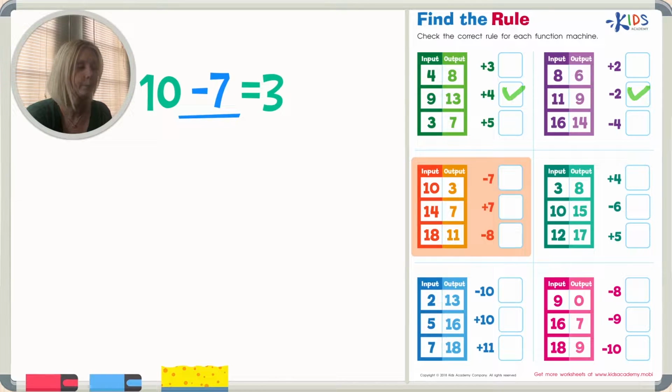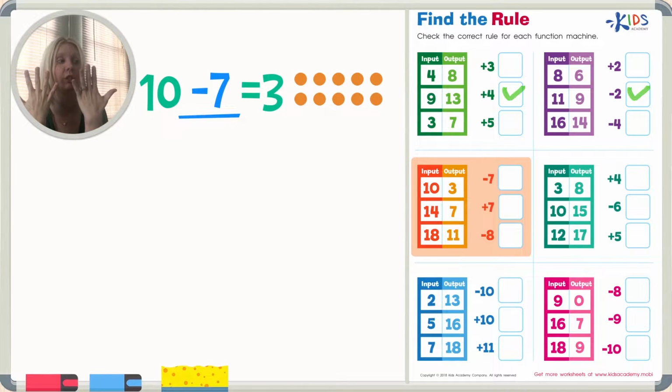Let's plug it in. Let's draw it out, or you know what? We could count on our fingers, couldn't we? Because it's 10 and we got 10 fingers. So let's do this. 10 minus 7. So 1, 2, 3, 4, 5, 6, 7, which leaves us with what? 1, 2, 3. So is that correct? Yes, that is the answer. So I think that's going to be my rule, but let's try it again for 14.